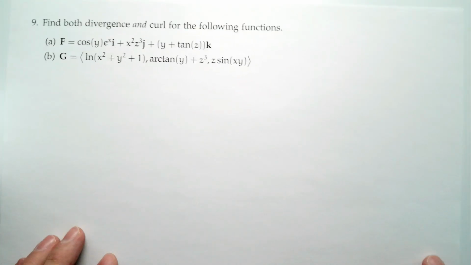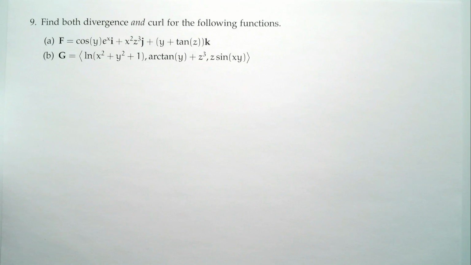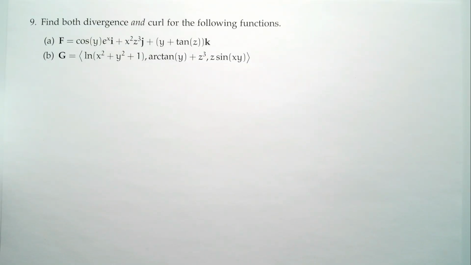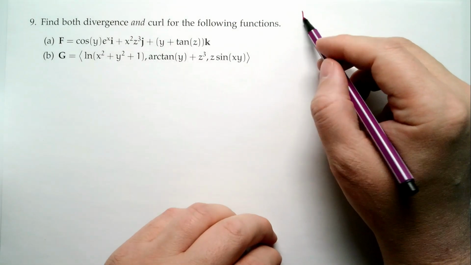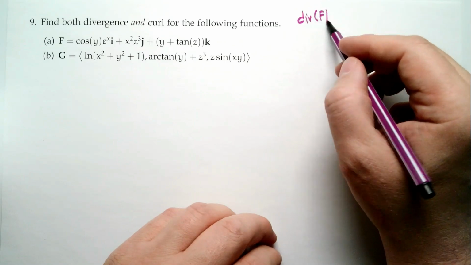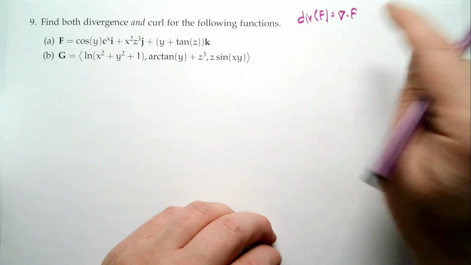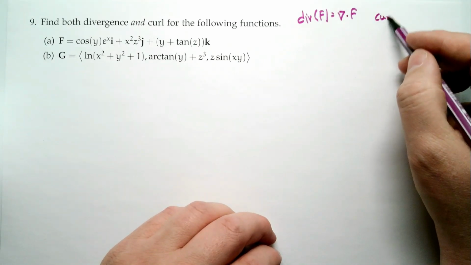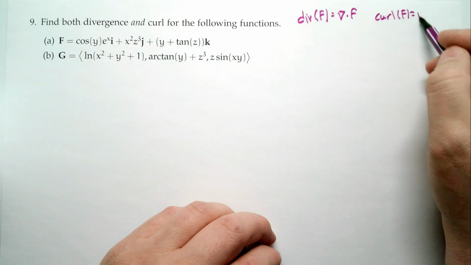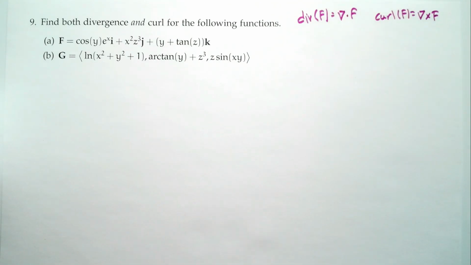So now we're going to do a transition. We're going to switch to a different part of the course, the vector calculus part. So we'll start by saying number 9: find both divergence and curl for the following functions. When you see divergence, that means divergence of a function f, your del dot f, and that means you're taking the partial derivatives of each entry. The curl of f, that's del cross f, and that's when we do our cross product.